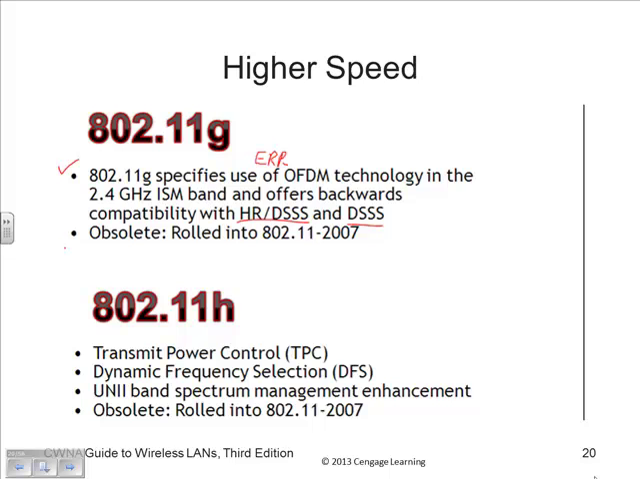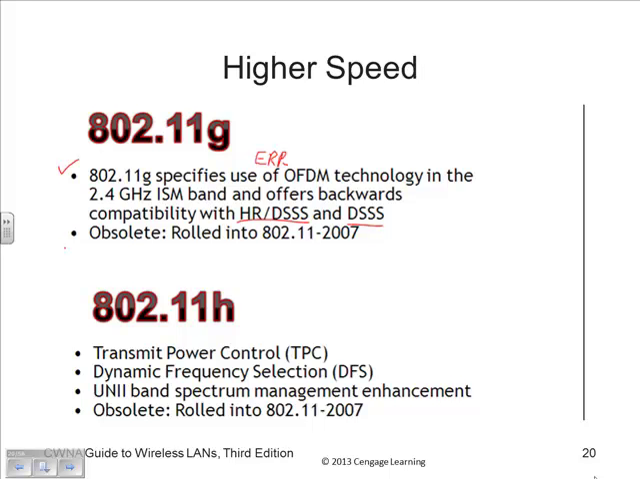The use of OFDM technology, the 2.4 gigahertz ISM band, and it offers backwards compatibility, HR/DSSS and DSSS. That means that we're backward compatible with the B standard. HR is high rate DSSS, and again, all of these are obsolete, rolled into the 2007 standard. H is transmit power control. You have to have that in some areas. One of the problems that happens with A is it can interfere with radars.